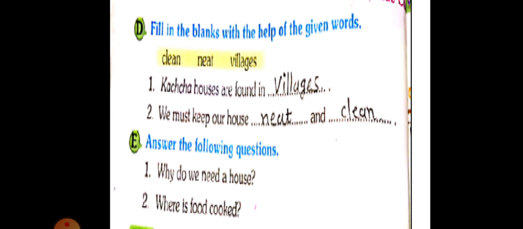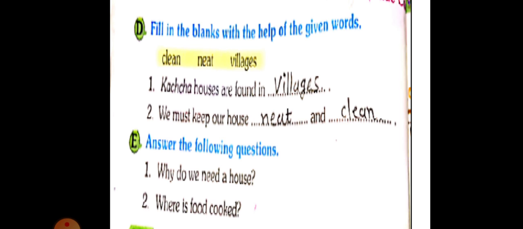Now E exercise, that is, answer the following questions. Why do we need a house? And second, where is food cooked? These two questions are very important. In the previous video I showed you the activity of the rooms, or all the rooms' functions, that is your drawing room, dining room, study room, bedroom, bathroom, kitchen. This question also looks like that.